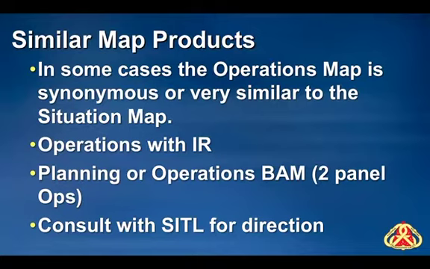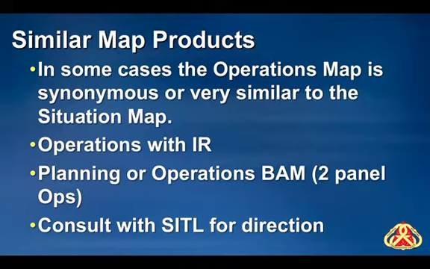Another similar map product is the operations map with IR, which is usually produced at the start of an operational period. Once the IR data is available, we'll just overlay the IR data directly on top of the operations map and create another map product called Ops with IR.